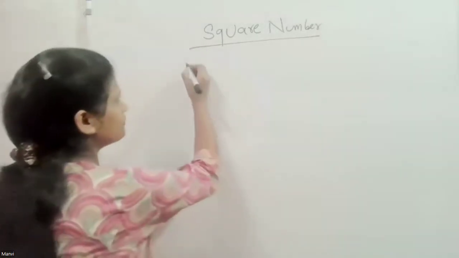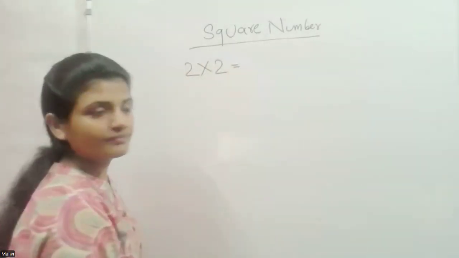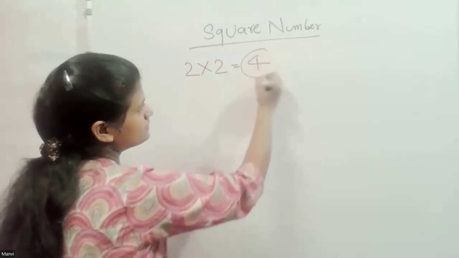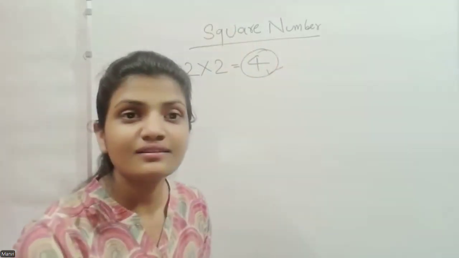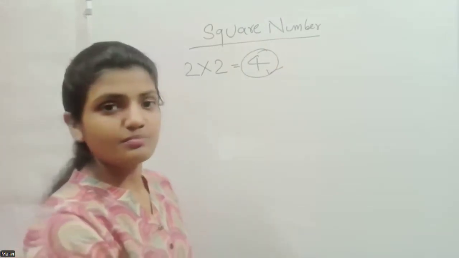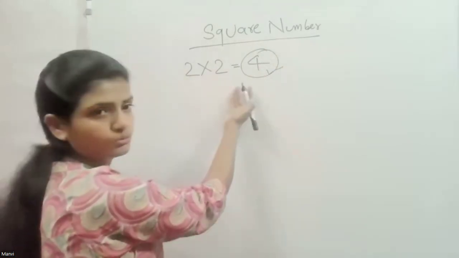Like, if we multiply 2 with 2, then what do we get? 4. So this 4 is a square number. This 4 is a square number because how do we get 4? We get 4 when we multiply 2 with 2.